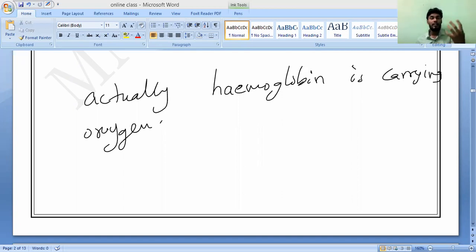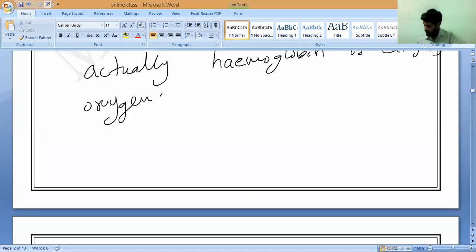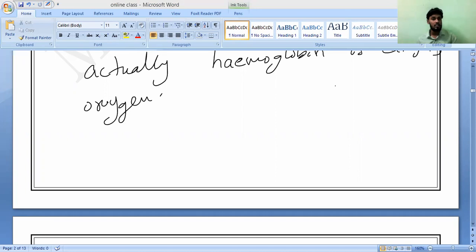But without oxygen, some major metabolic activity won't take place in our body. What is that? If there is no oxygen, what will happen? Lactic acid will form. Yes, but that is with insufficient supply of oxygen. If there is no oxygen supply, then respiration, the breaking of food, will not take place.